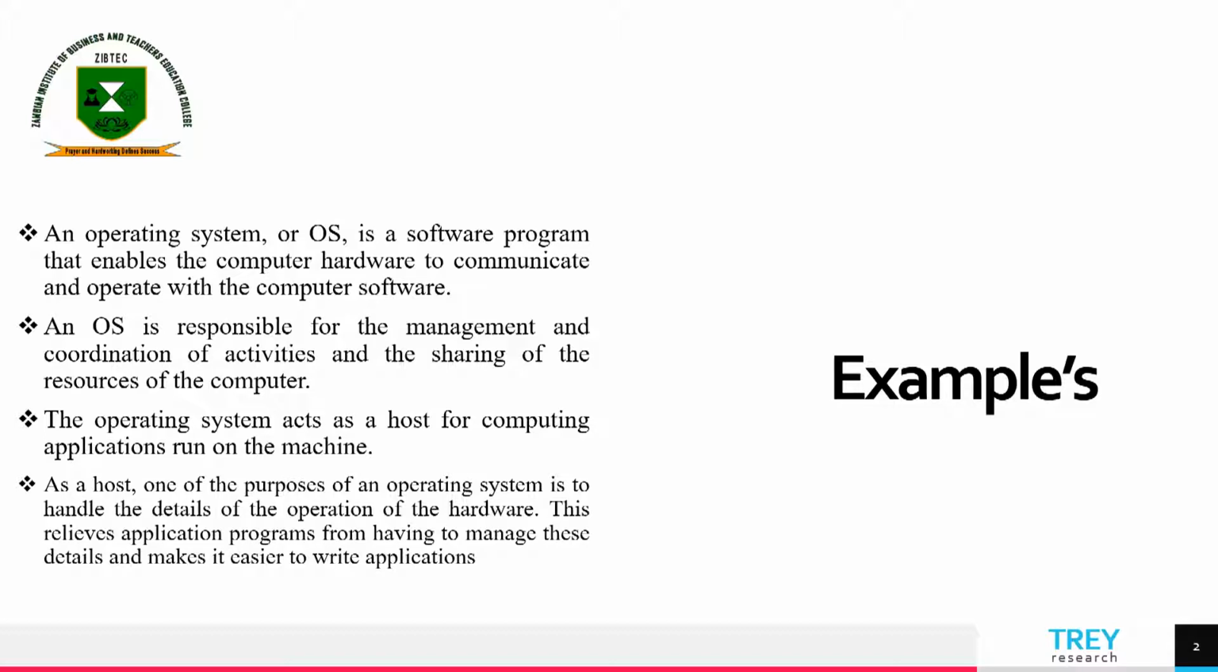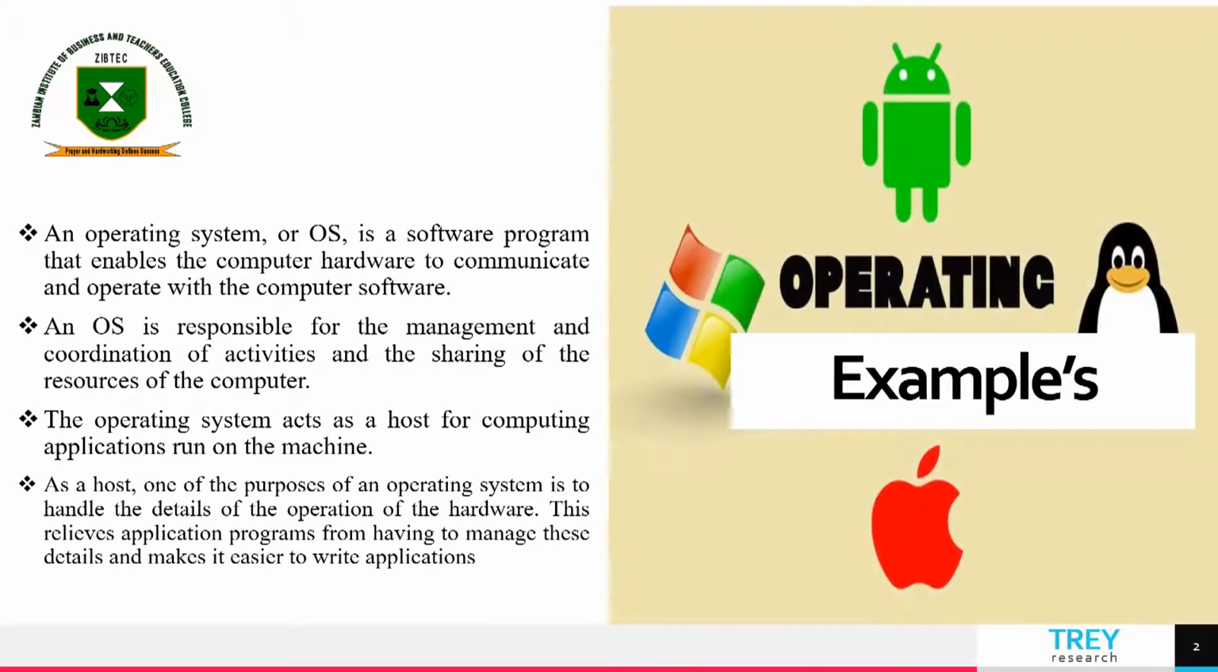So now, as a host, one of the purposes of an operating system is to handle the details of the operation of the hardware, and this relieves application programs from having to manage these details and makes it easier to write applications. Okay, so now the examples of an operating system here, as you can see, we have Windows, the one which is having 4 colors, and then this one is Apple. This one here, the penguin, is the Linux operating system, and under Linux operating system, this is where we find Ubuntu, Kali Linux, Elementary, and so on and so forth.